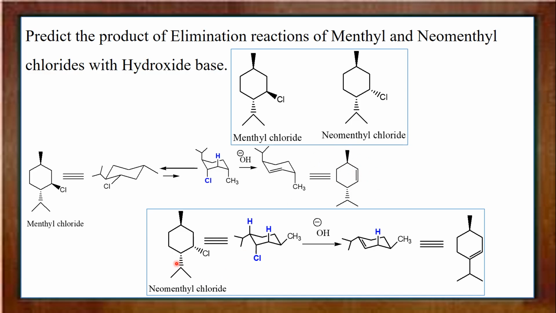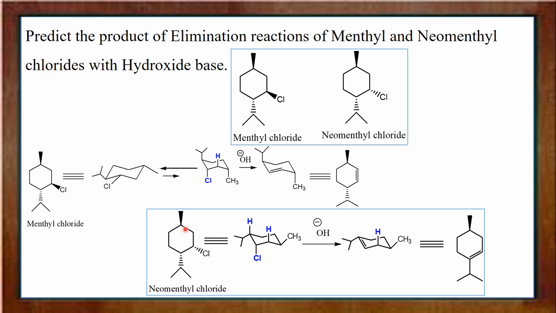Whereas if we take neomethyl chloride, the methyl is in one direction, and chlorine and isopropyl are trans with respect to methyl. First of all, we have to take the biggest substituent in the equatorial position. Therefore, we have taken isopropyl in the equatorial position. With respect to this isopropyl, methyl is trans. These two are in the 1,4 position.